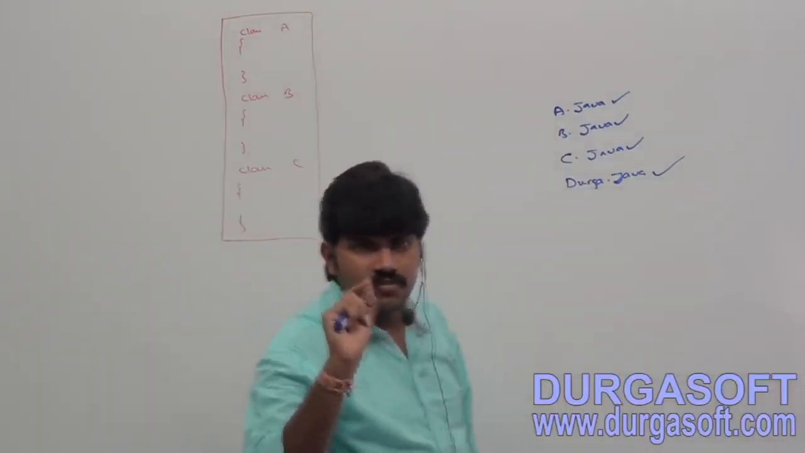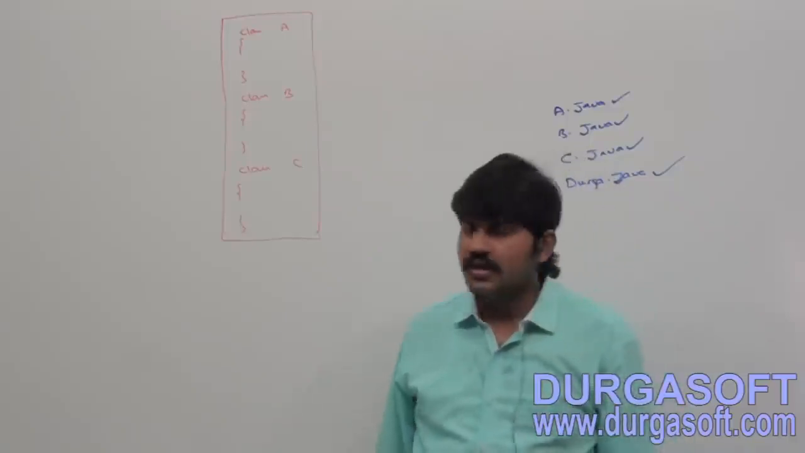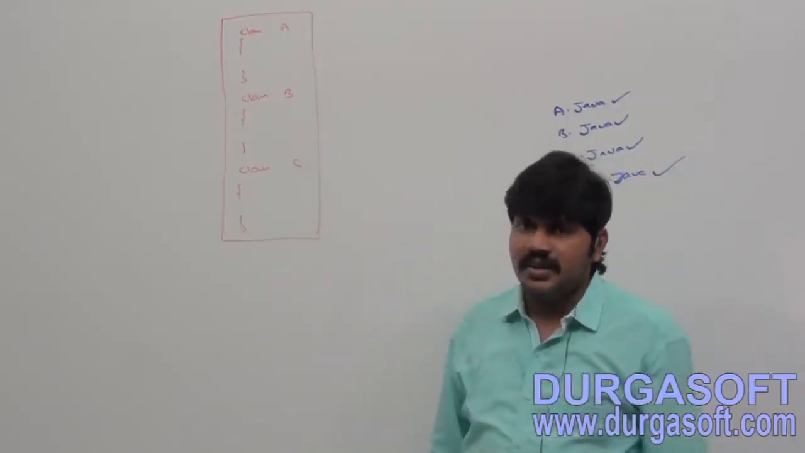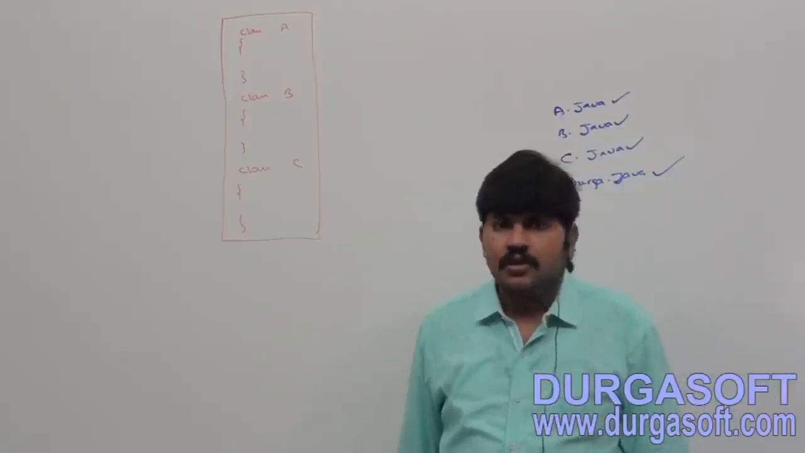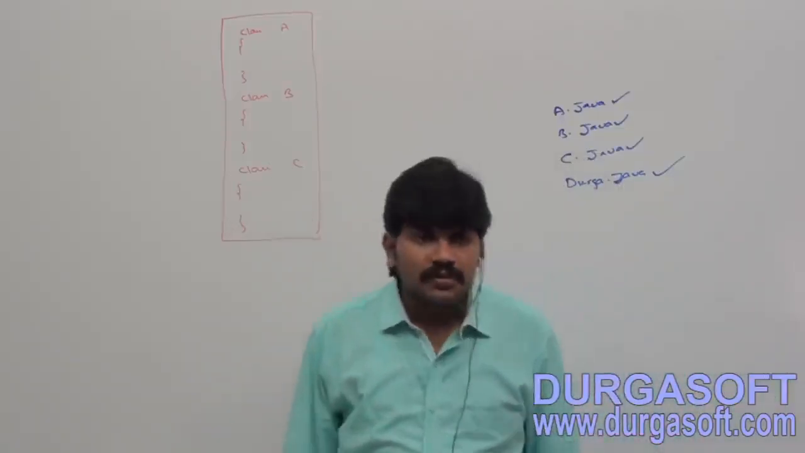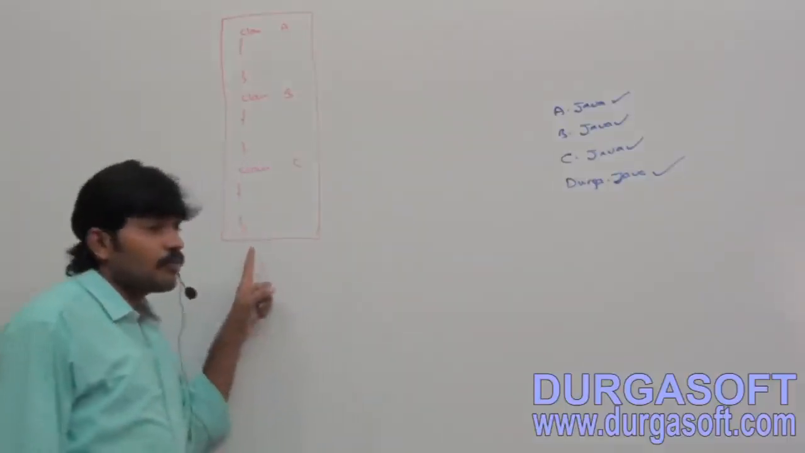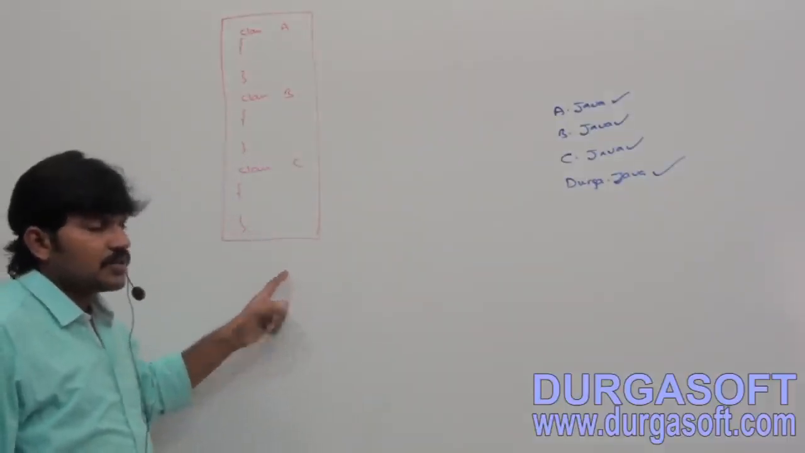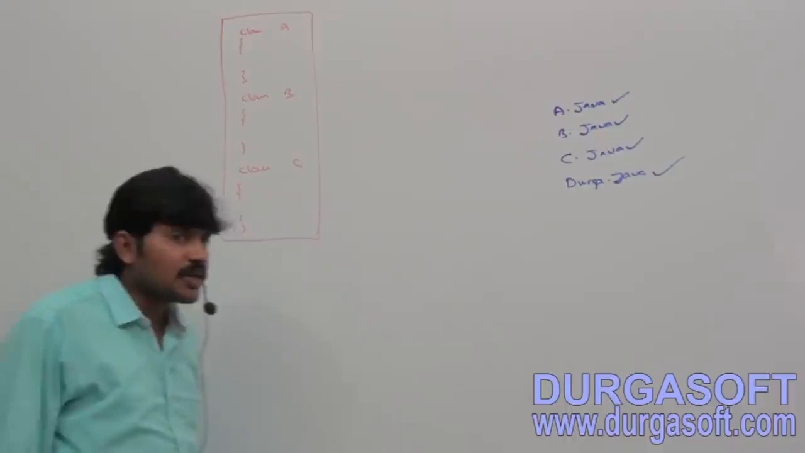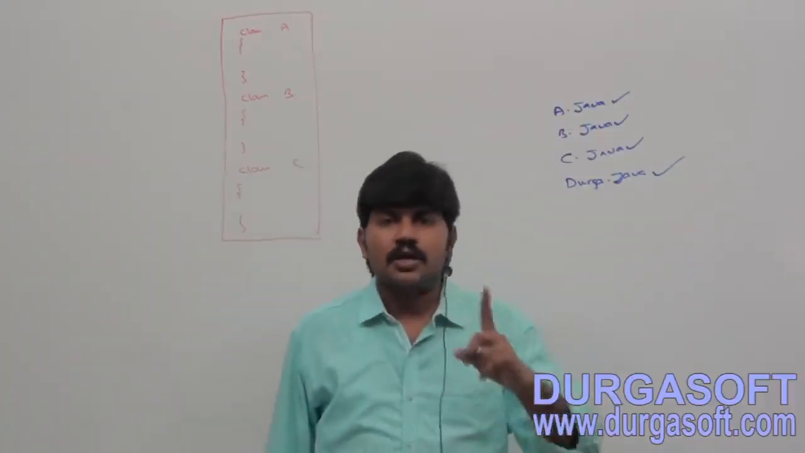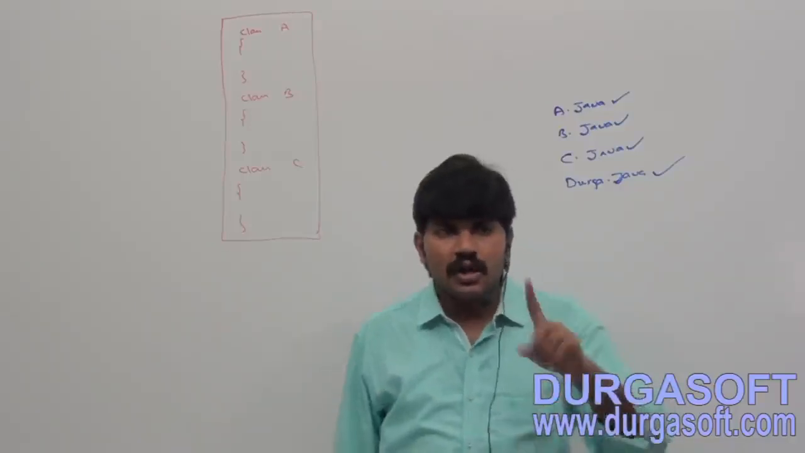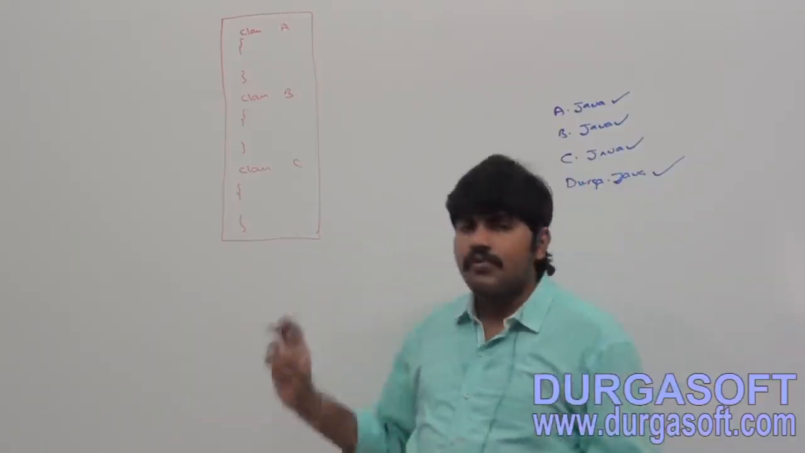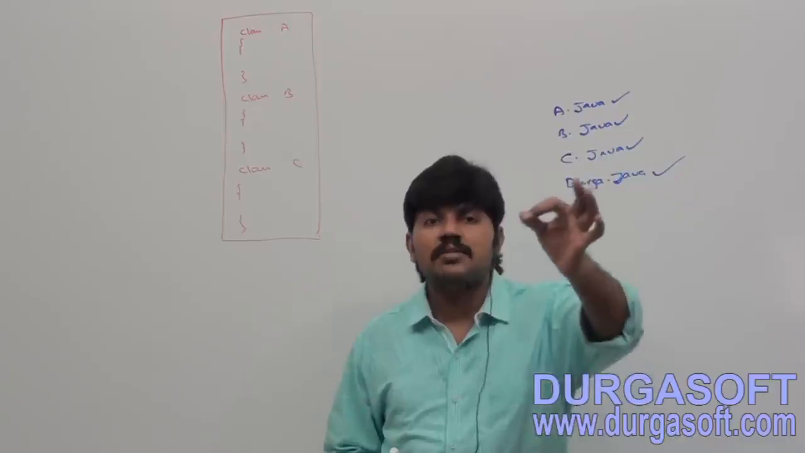But here one small twist is there. What is that twist? How many classes can be declared as public? A Java program can contain any number of classes, but how many can be declared as public? At most one class. What is the meaning of at most one? Either 0 or 1.